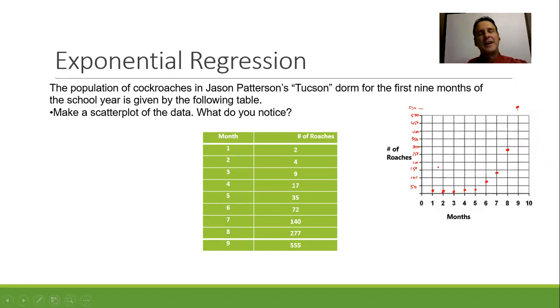And you can see that this is unique. This is not a linear representation at all. You can't draw a line through those points quite easily. It looks very curved. It looks like it's increasing, but there is some shape to it. In fact, it does look like it could be exponential. So let's do this.